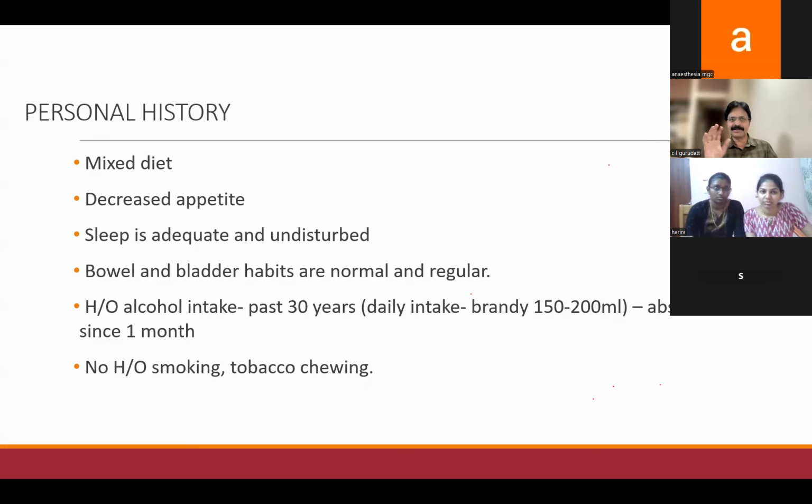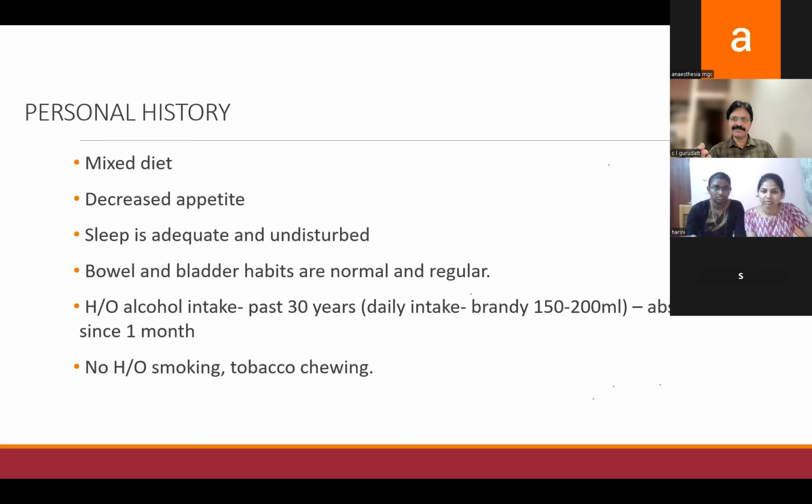Not in milligrams, it is always in grams. So 50% alcohol content means 50 grams in 100 ml. Yes, sir. So 200 ml means how many grams of alcohol he is consuming? 100 grams he is consuming.